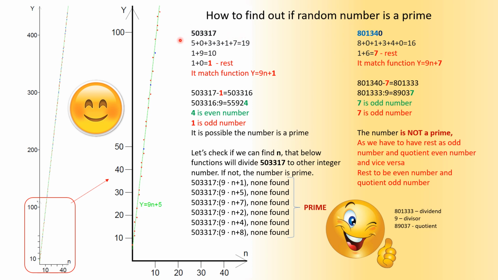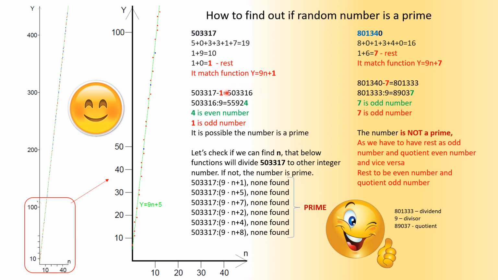Sum up its digits, which gives us 19. Then 1 plus 9 gives us 10, and 1 plus 0 is 1. 1 is our rest and it matches the function y equals 9n plus 1. Now, from our mysterious number, let's reduce it by this one. It gives us 503,316.